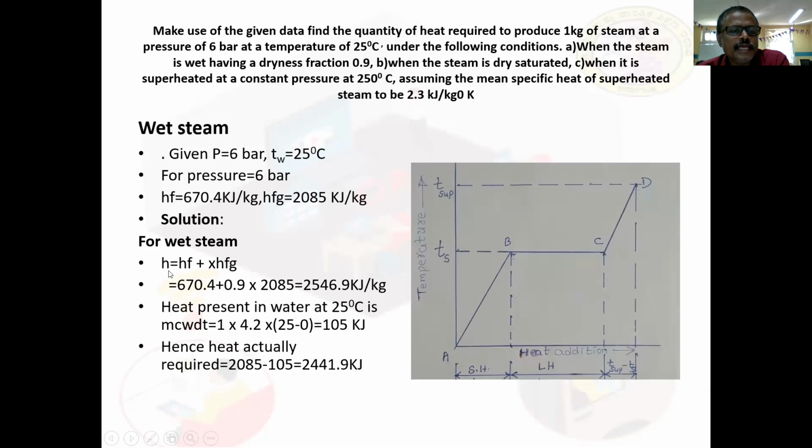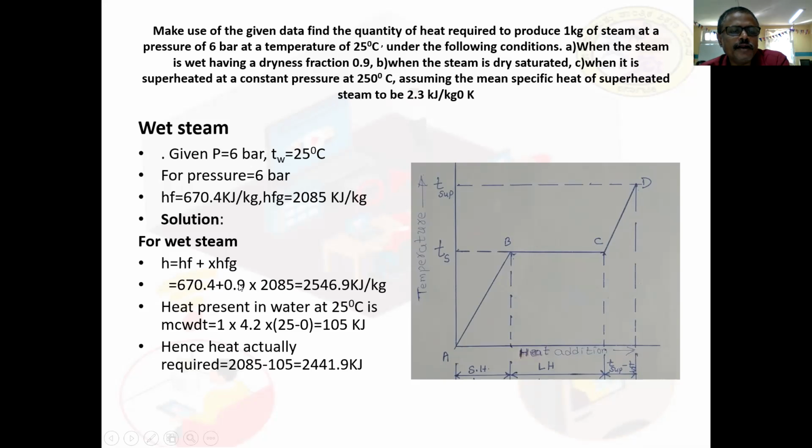Then what is the equation to produce wet steam? H is equal to, H is enthalpy or heat required to produce the steam. Here, HF plus X into HFG, that is the equation. HF from the steam table, and X is nothing but the dryness fraction. It indicates the quality of the steam, and here it is given that it is 0.9. Dryness fraction is 0.9. So it is the quality of steam.